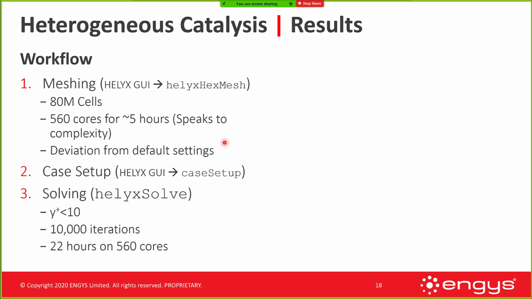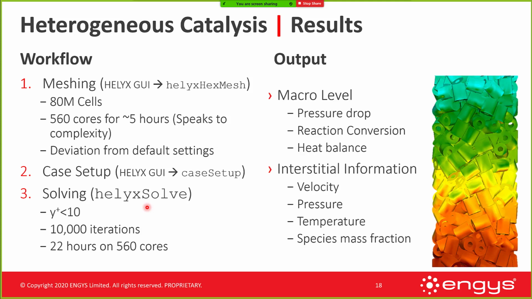So if we had actually reduced the snapping iterations, it might have been adequate for a simulation and might have significantly dropped this time right here. Case setup was done in Helix GUI and then run in a separate utility called case setup. And then finally, solving was performed using Helix solve. Overall, the entire bed at this Reynolds number, we have less than a Y plus of 10. And 10,000 iterations took around 22 hours on 560 cores. So that's 12,000 core hours about.